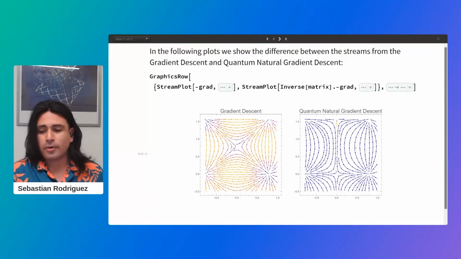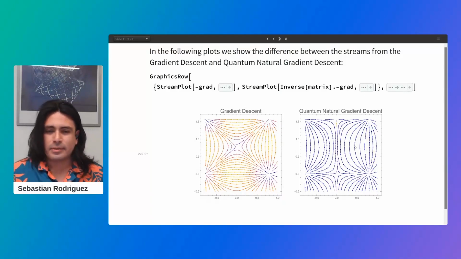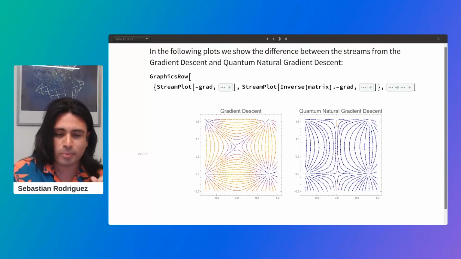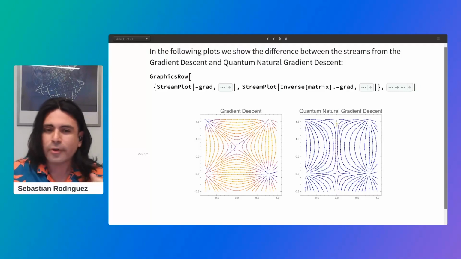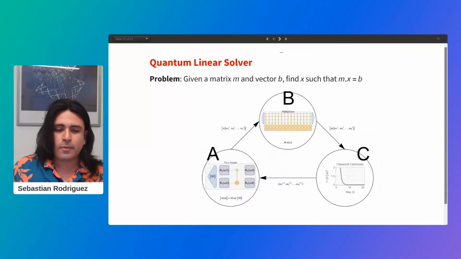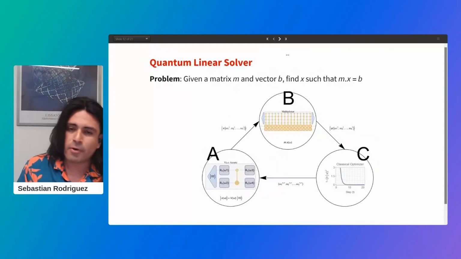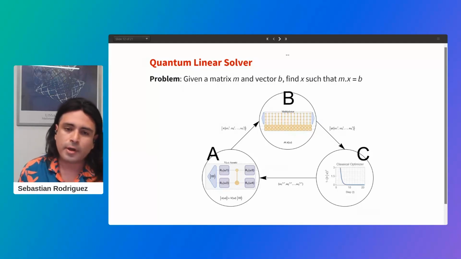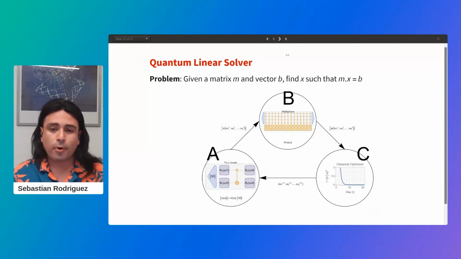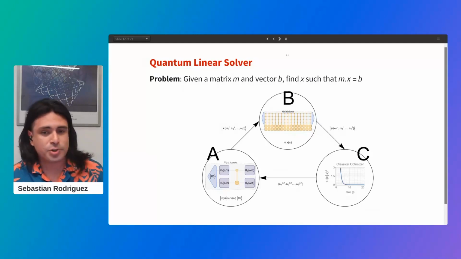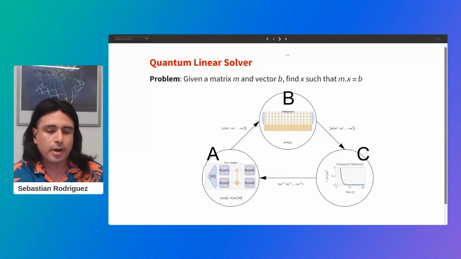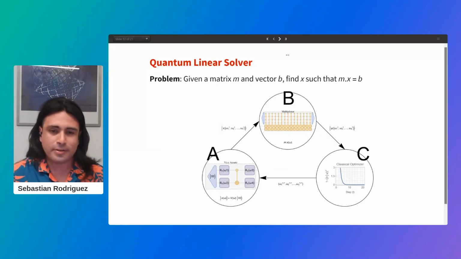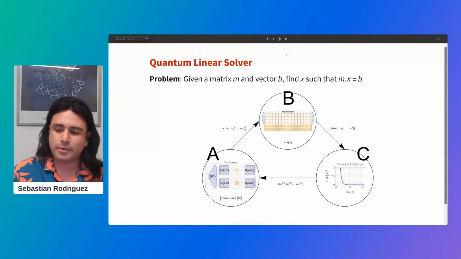So now that we already have the basics of the quantum natural gradient descent and how it works, we can start applying it to a real problem. As I explained before, I will be teaching you guys to apply the quantum natural gradient descent to your own projects. In this case, the project I chose was the quantum linear solver. So let's first talk about the quantum linear solver and then go step by step.